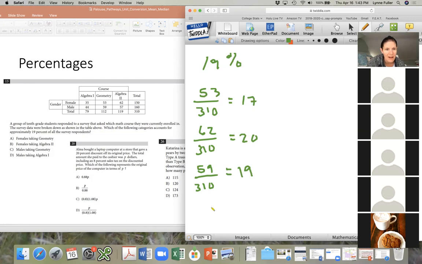Males taking algebra 1, that would be 44 out of 310. And without even doing the math, we know that it's even lower than our lowest number here. So 44 out of 310 is 14%. So there, our answer would be C.